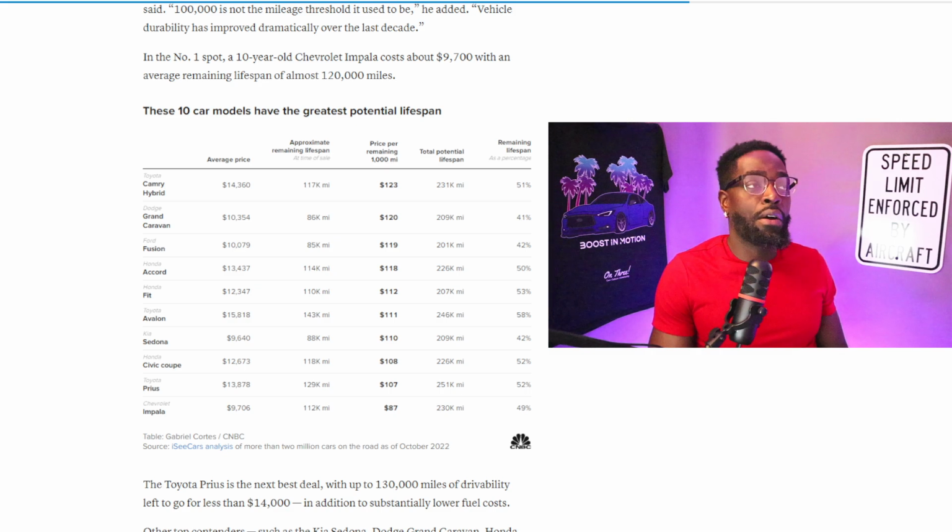Toyota Prius, oh my god, those cars continue to be used to the current day. And lastly, Chevy Impalas. I don't understand how Chevy Impalas are on this list.